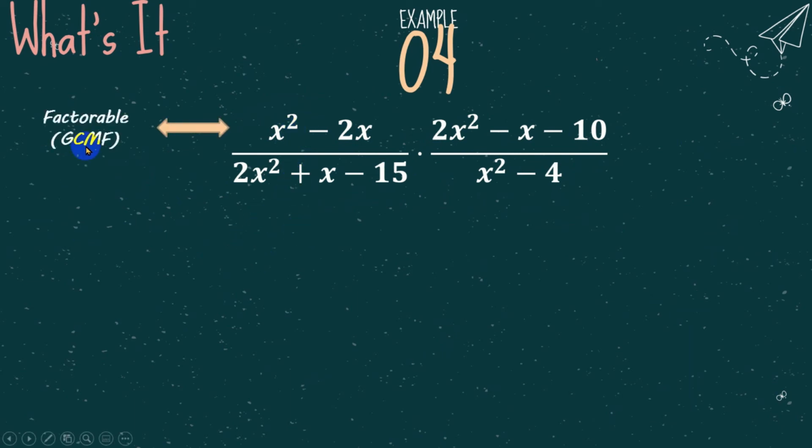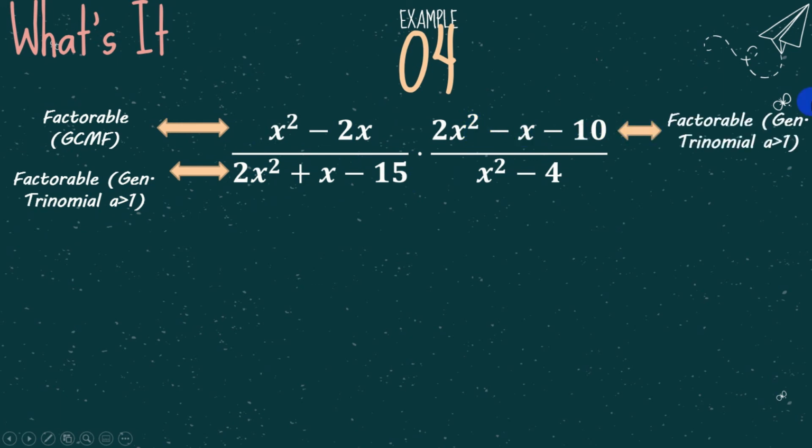So, this one is factorable by GCMF kasi common sa kanila yung x. Then, the denominator here is factorable by general trinomial. A is greater than 1 kasi po 2 yung ating numerical coefficient ng first term. And also, since ito ay 2 din, ito ay factorable din by general trinomial, a is greater than 1. And then this one, binomial siya, difference siya, and may square root siya. So, siya ay factorable by DOTS.